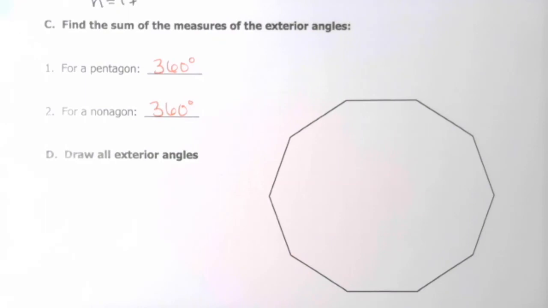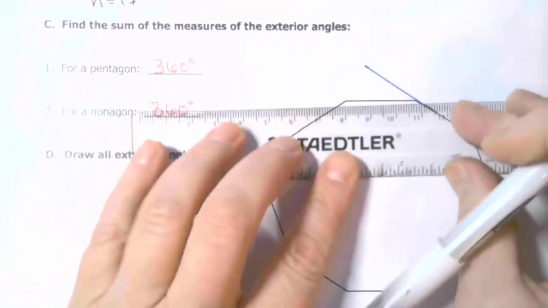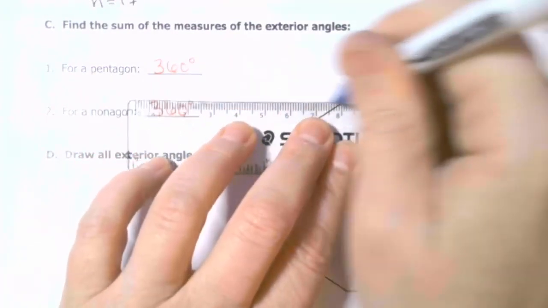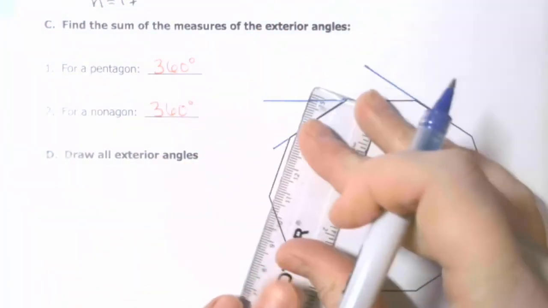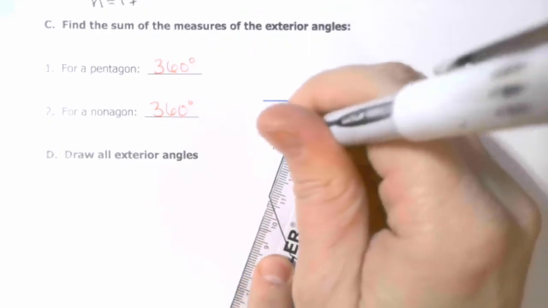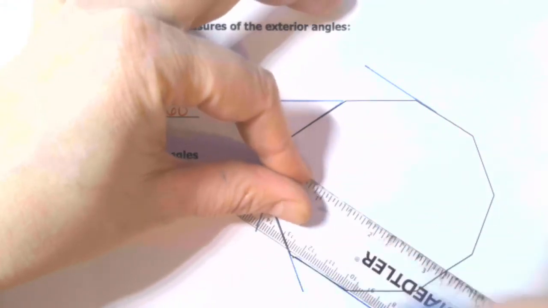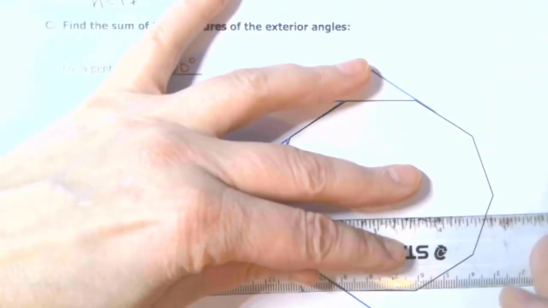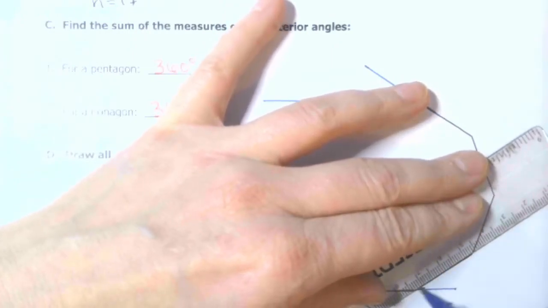All right, D, draw all exterior angles. Okay, you can pick a direction. I typically pick counterclockwise. So you're going to take each side and extend it outward, going in the same direction. These are all the exterior angles. And again, it should look like a pinwheel. The exterior angles should never go towards each other.